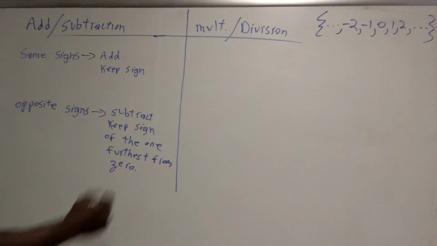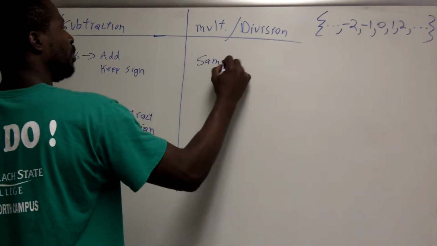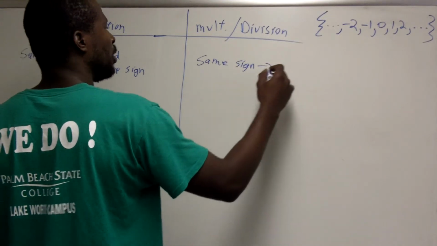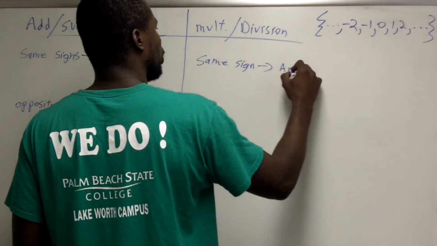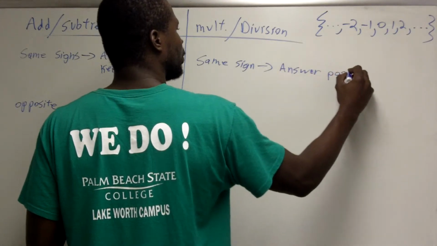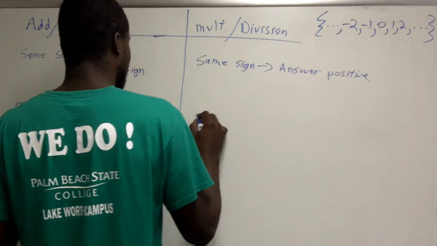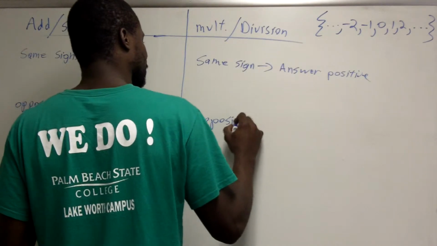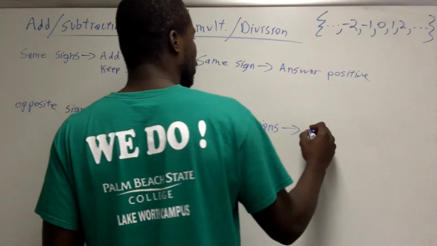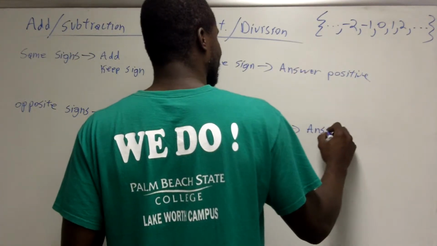For multiplication and division, same sign: you multiply as normal, but the answer is positive, or you divide as normal. And opposite signs, you divide or multiply as normal, but the answer is negative.